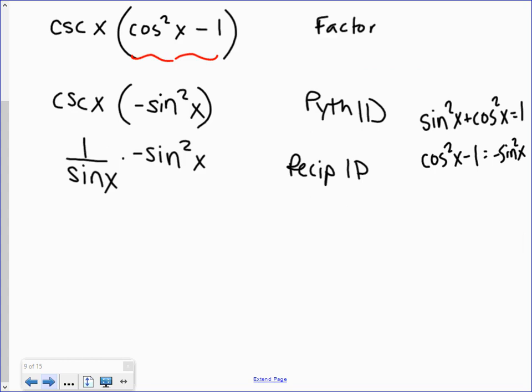Now I'm thinking I'm probably not going to reuse my Pythagorean identity because that would backtrack me, right? So I'm really looking at cosecant. What can I do with cosecant? Rewrite it as a sine. And then what happens when you multiply 1 over sine times the negative sine squared?